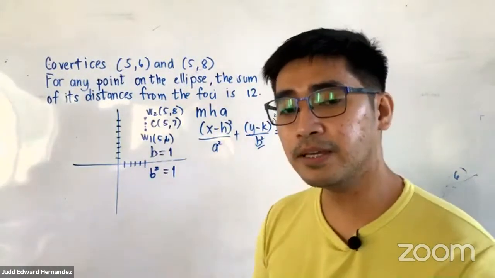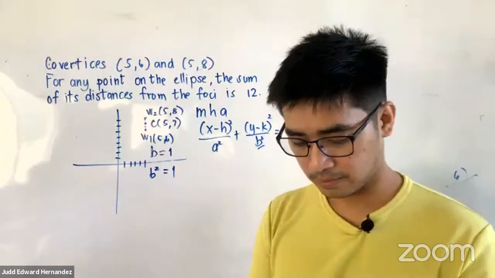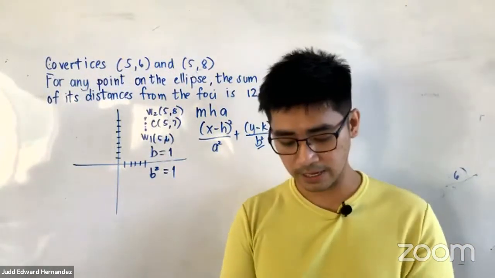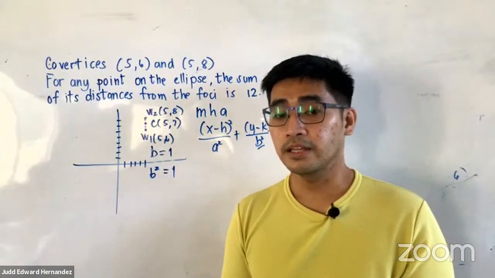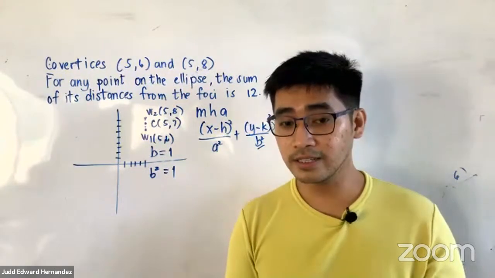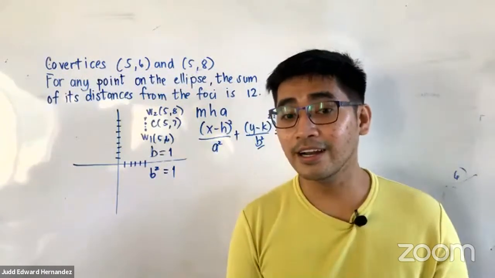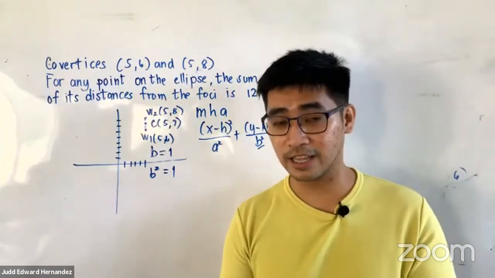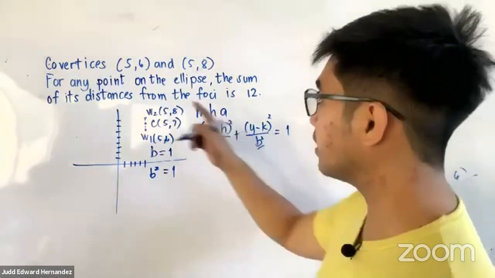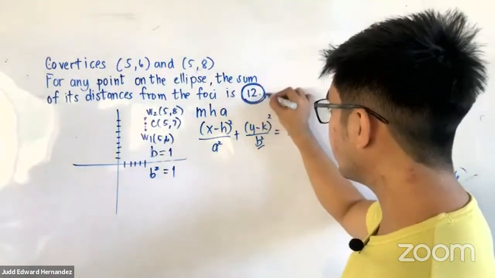Pwede isa sa inyo ibigay sa akin yung definition ng ellipse na itinuro ko? Sige nga. Anong sabi natin sa definition ng ellipse? Okay, what is the definition of an ellipse? It is the locus of all points in the plane, the sum of whose distances from two fixed points F1 and F2 are the same or are a constant. So, pag sinabi natin yun yung definition ng ellipse, tas binigyan ka nito, for any point on the ellipse, the sum of its distances from the foci is 12, that 12 is a constant.